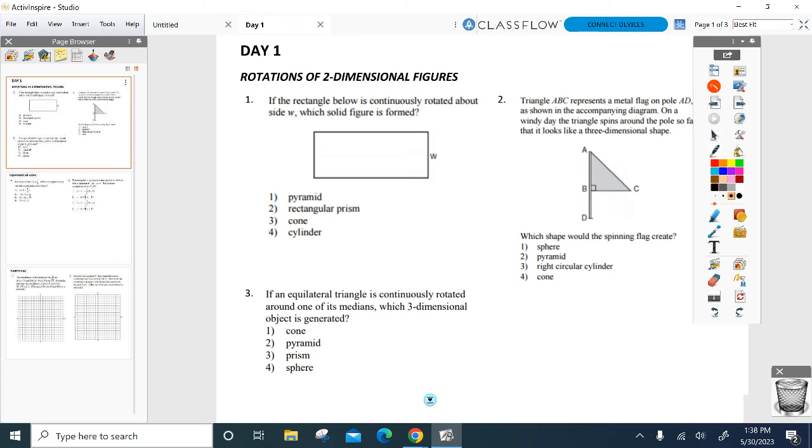All right, so I got a rectangle. I'm going to rotate it around W. W stays where it is. I'm going to rotate the rectangle around it. What type of solid do I end up with?